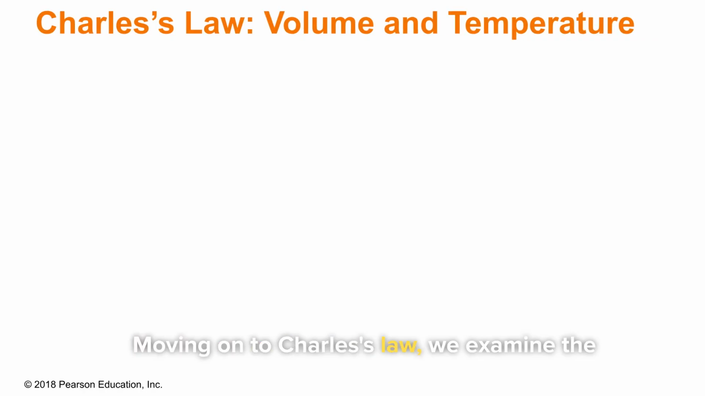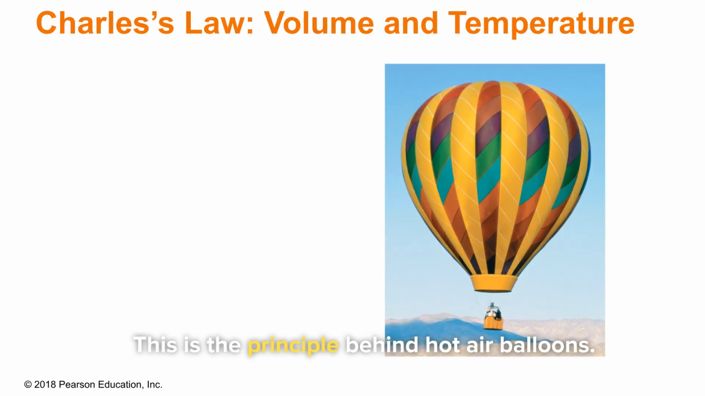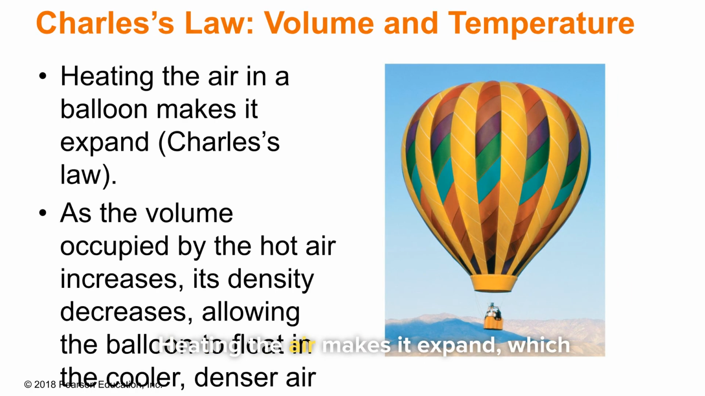Moving on to Charles's law, we examine the relationship between volume and temperature. We can explain why hot air rises. As temperature increases, the volume of a gas sample increases at constant pressure. This is the principle behind hot air balloons. Heating the air makes it expand, which decreases its density. Because the hot air is now less dense than the surrounding air, the balloon floats.